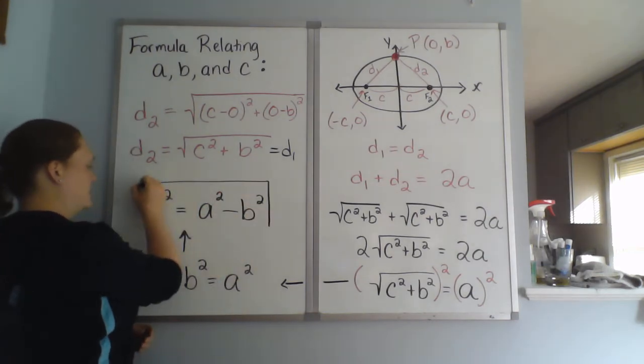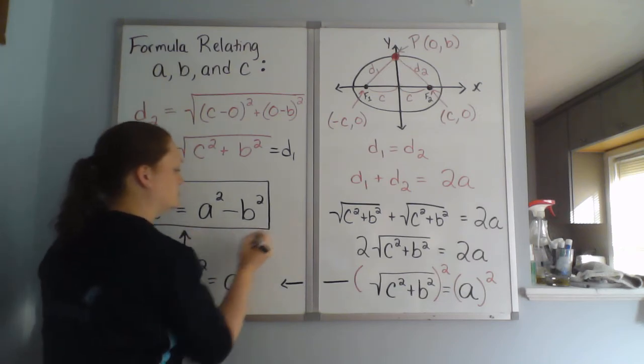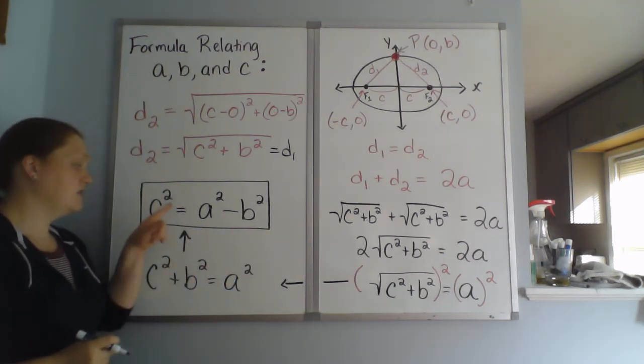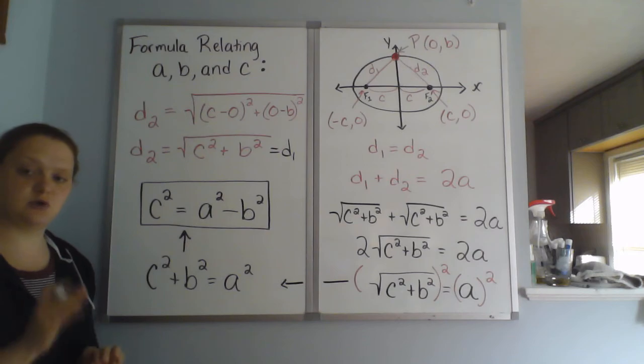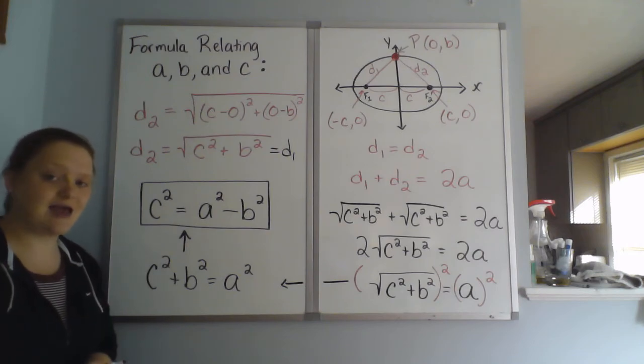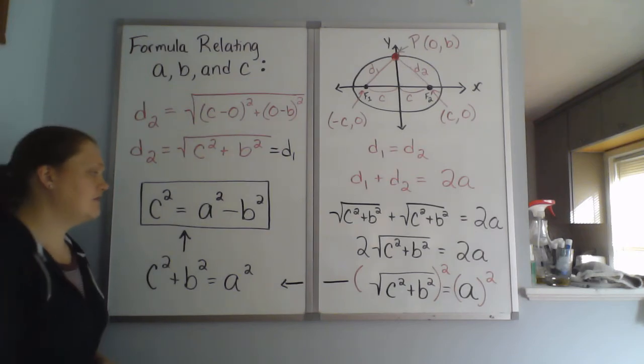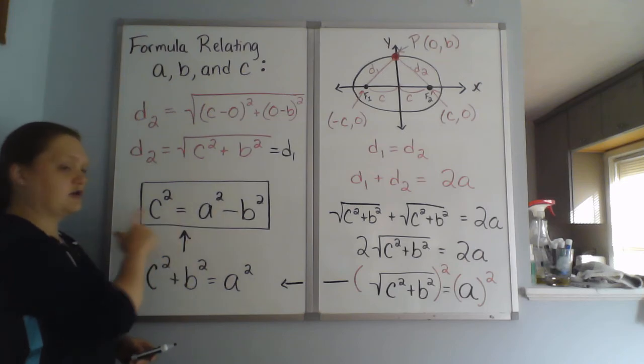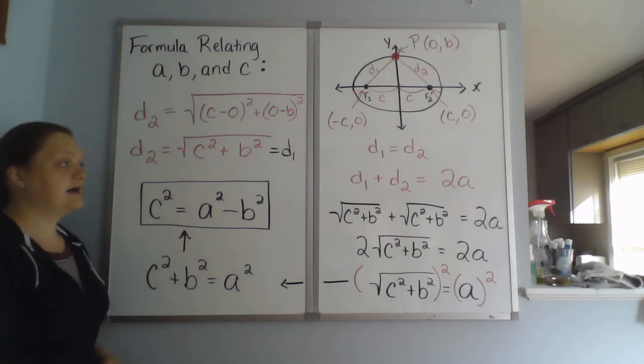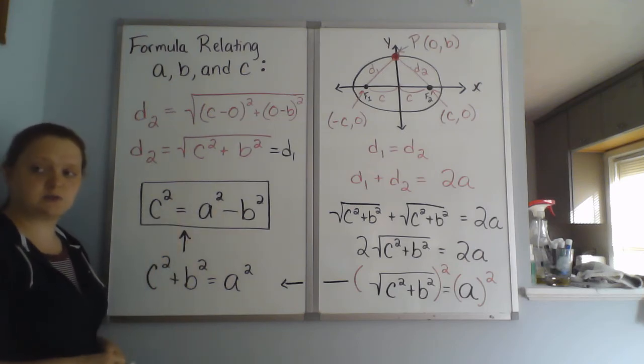This formula holds true for every ellipse. This is a formula that you want to make sure you have written down because you're going to use it in every single problem that you do. All right, if you know a and b, you can now figure out the value of c, and that allows you to plot those two focus points, which is something you're going to need to draw on every single ellipse that you draw.